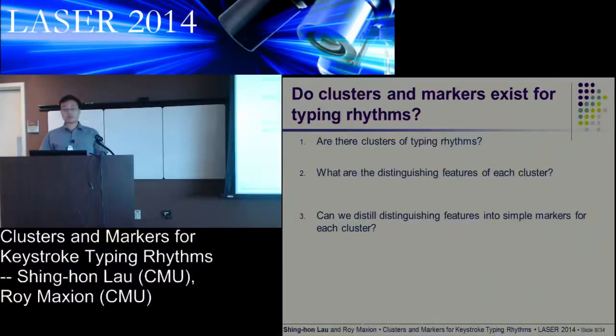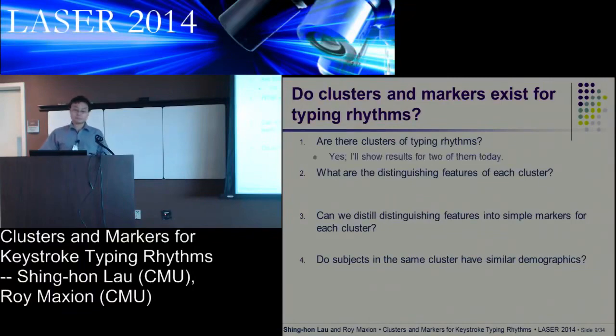And finally, our meta question is, well, given that we have these subjects that are in the same cluster, we know that their typing has to be similar, but do they also share similarities in their demographics? To give you a little foreshadowing of the results, since I'm up here, you probably guessed that yes, there are in fact clusters of typing rhythms, and I'll show results for 2 of them today.